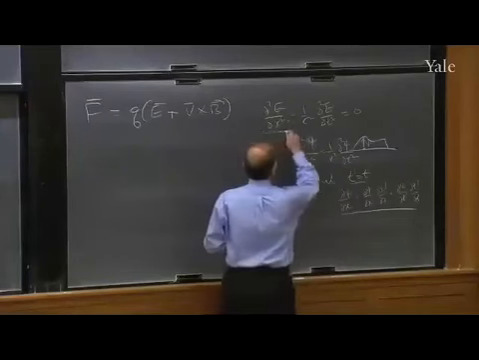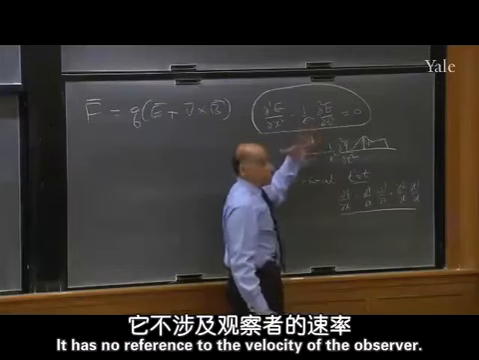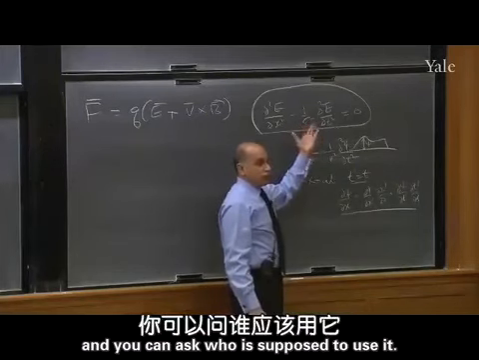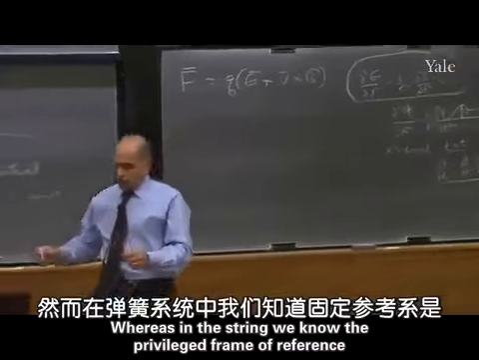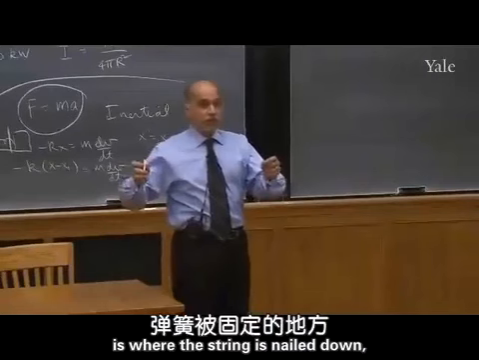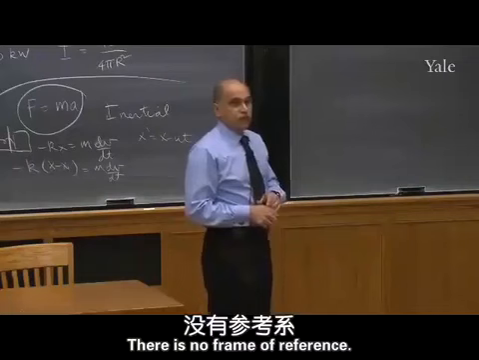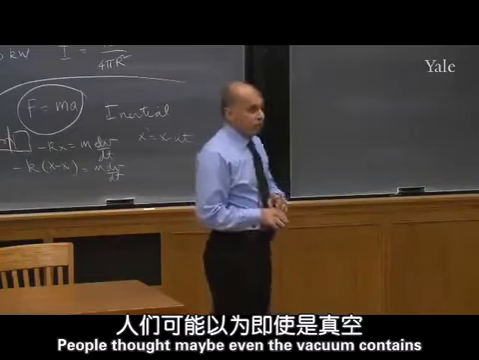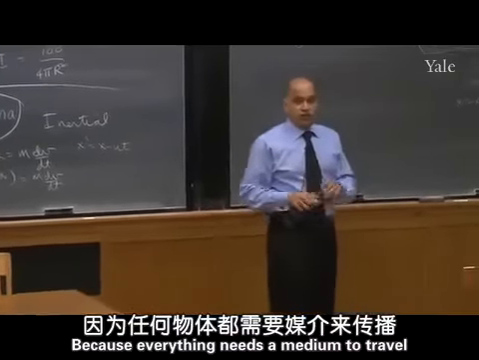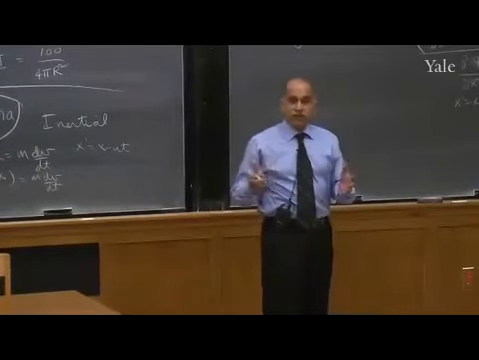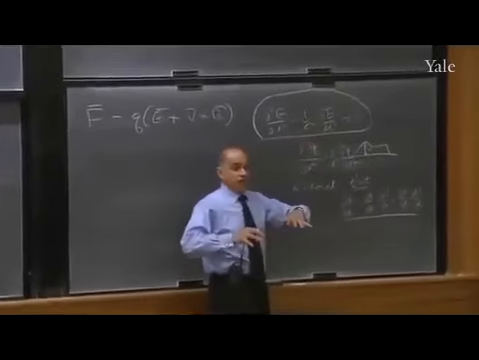Now you come to this equation. It has no reference to the velocity of the observer. It's got a velocity of light. And you can ask who is supposed to use it. Whereas in the string, we know the privileged frame of reference is where the string is nailed down. For the light, it's traveling in vacuum. There is no frame of reference. People thought maybe even the vacuum contains a medium called ether. Because everything needs a medium to travel, they said there is an ether. Then, of course, this is to be used only by people who live in that ether at rest.